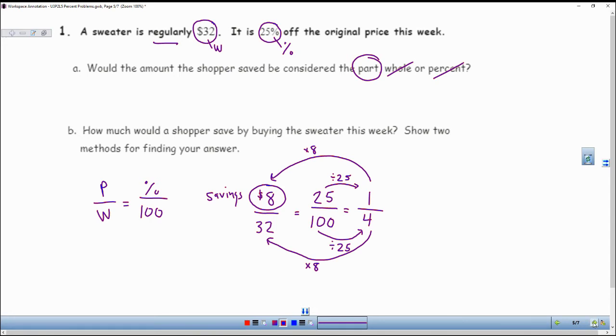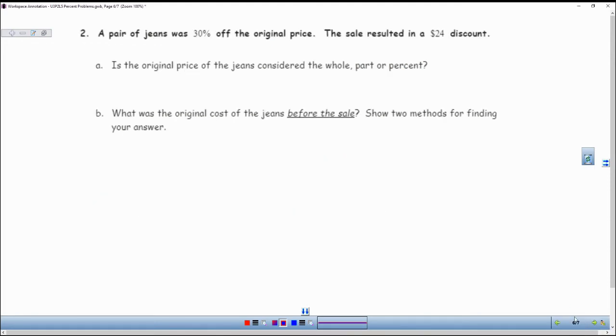All right, so on the next one, if you want to try the next one on your own, or if you want to just do it a little bit ahead of me as I'm doing it, that's fine. It's going to be a similar type of problem, but maybe we're missing a different thing. Maybe we're not missing the part this time. A pair of jeans was 30% off the original price. The sale resulted in a $24 discount. So the question says, is the original price of the jeans considered the whole, part, or percent?